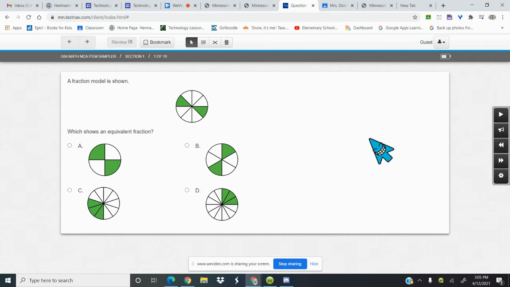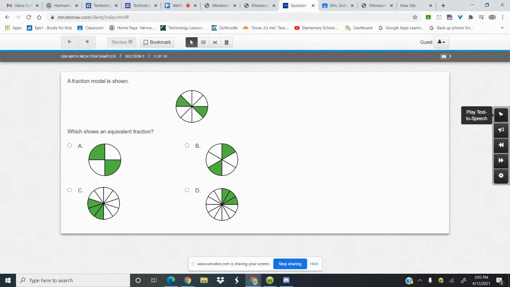So let's just review the tools. This first tool right here on the right-hand side is the play button. This will read the test questions to you. So you don't have to read the test questions. I suggest use this play button. I am not sure that you heard that, but again, you can play this as many times as you want.